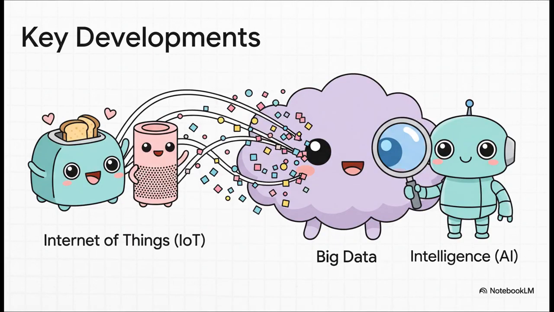And that foundation has led to these enormous trends that are totally reshaping our world. You have the Internet of Things, or IoT. That's all of our physical devices, from smartwatches to refrigerators, all connected and constantly creating data. That endless stream of data created what we call big data, and the only way to possibly make sense of that much data is with artificial intelligence, or AI, which can see patterns and find insights in seconds that would take a human a lifetime.